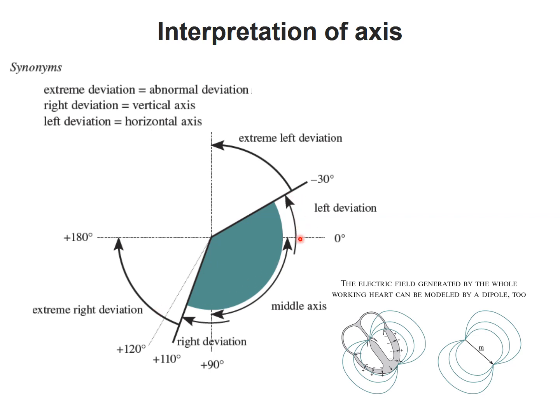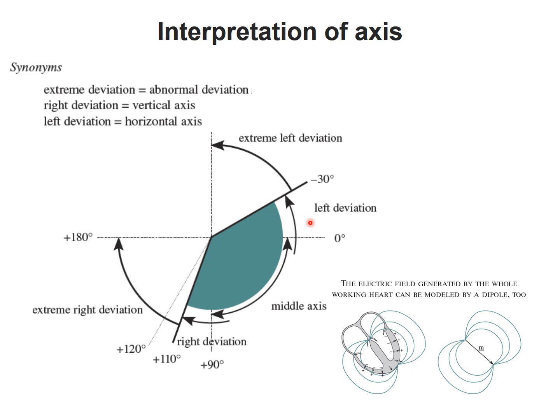However, if we do have, for example, a left deviation ranging from 0 to minus 30, this can be explained by an anatomical situation. For example, an elderly, fat patient with a big belly can horizontally shift the axis, so the diaphragm can push up the heart. This way the electrical axis can be in the range of 0 to minus 30.